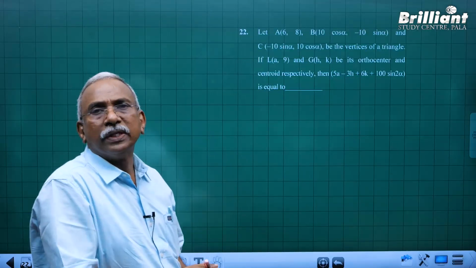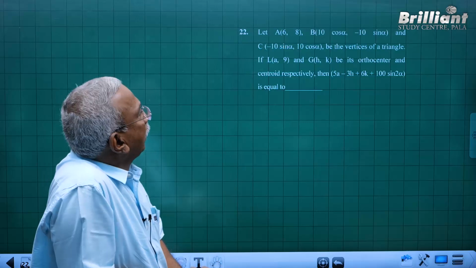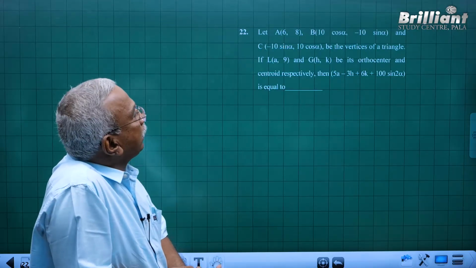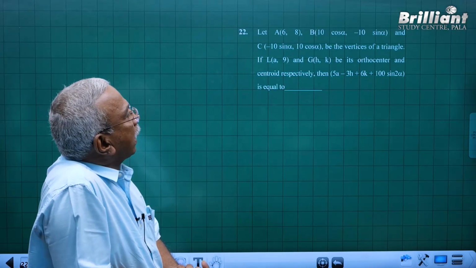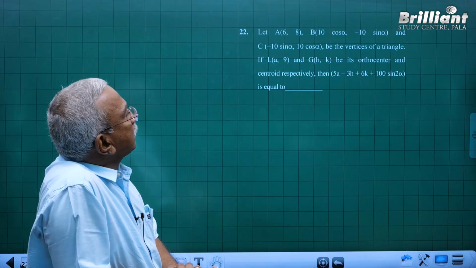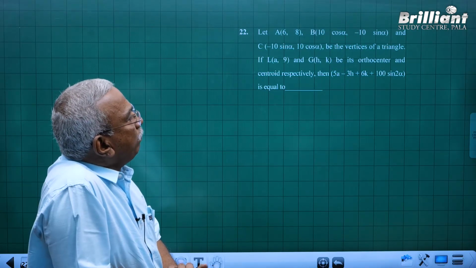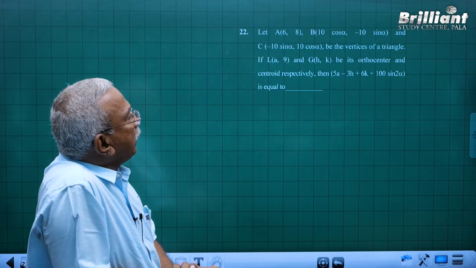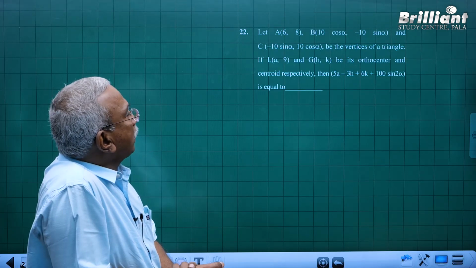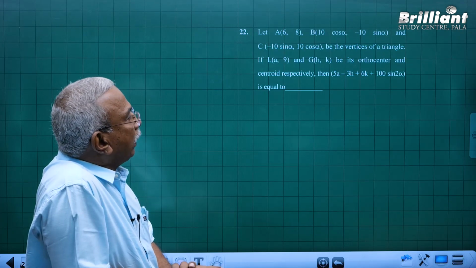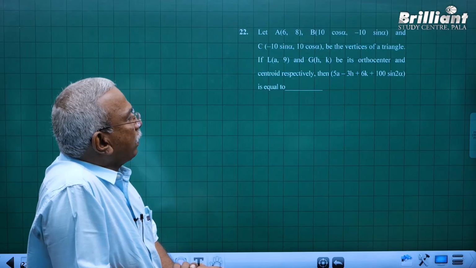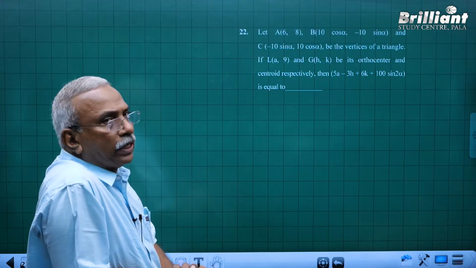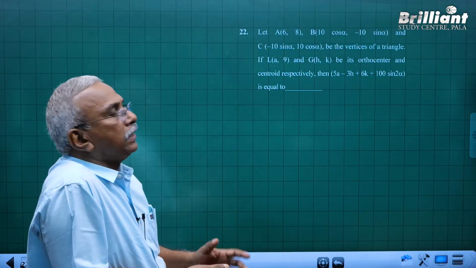Now question number 22. Please carefully read the question. A(6, 8), B(10 cos alpha, minus 10 sin alpha) and C(minus 10 sin alpha, 10 cos alpha) are vertices of a triangle. Let L(a, 9) and G(h, k) be its orthocenter and centroid respectively. Then what is the value of 5a minus 3h plus 6k plus 100 sin 2 alpha?